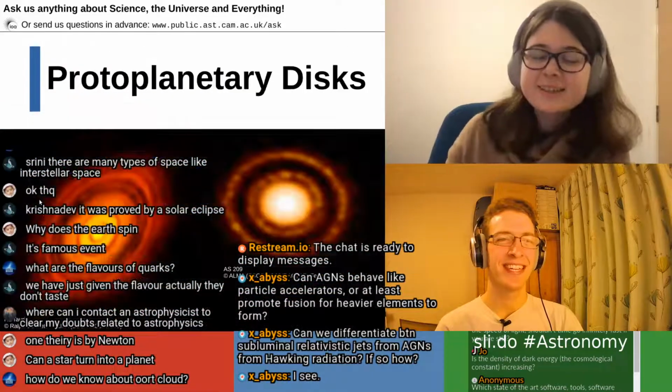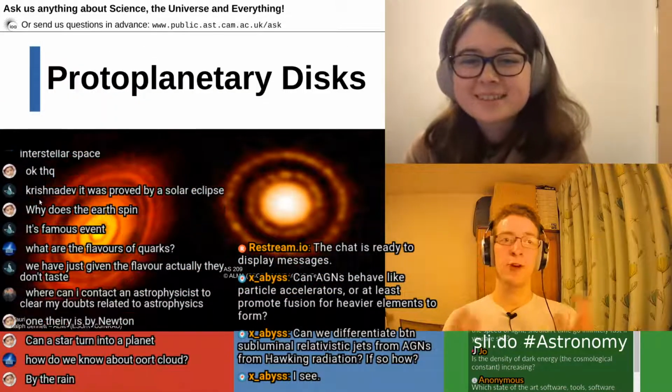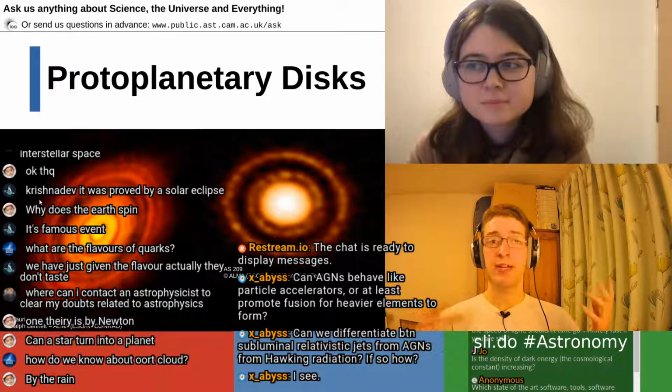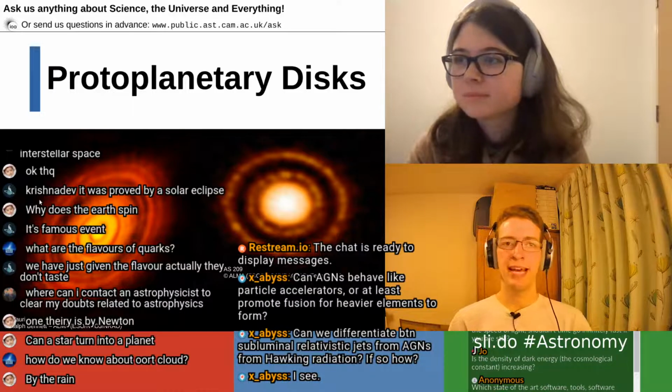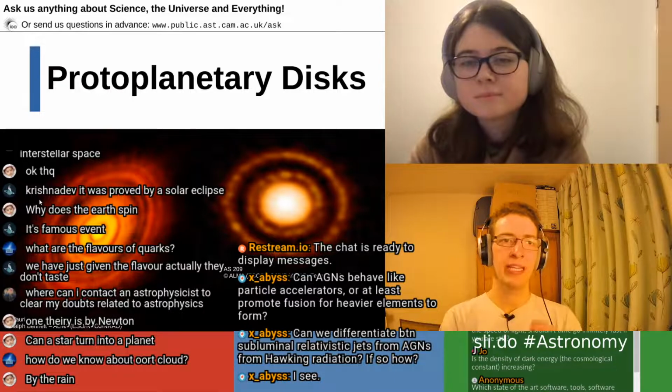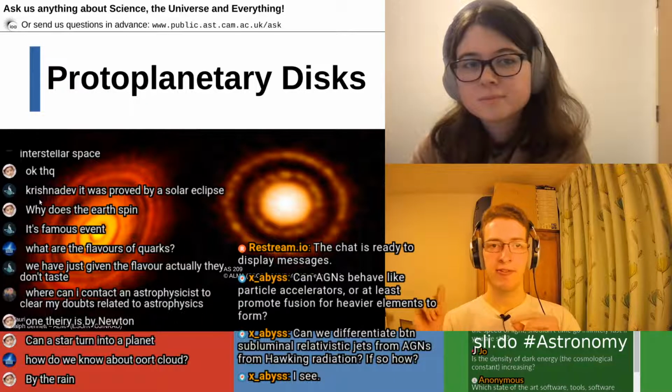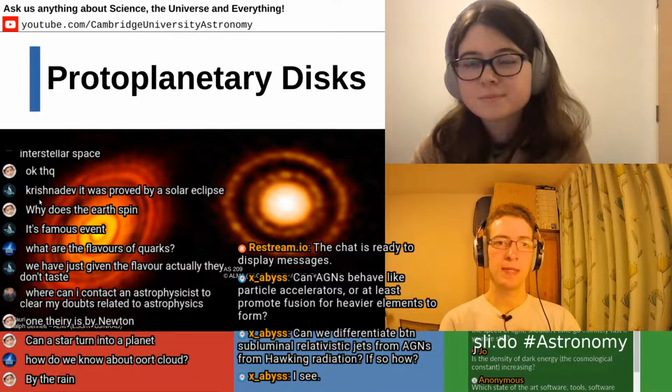So when you form planets, what happens basically is when a star forms, you have a lot of gas or a lot of material that's left over. In the middle, you form a star, and all the other material forms a disk around the star. And out of this disk, all this rotating material forms a planet.